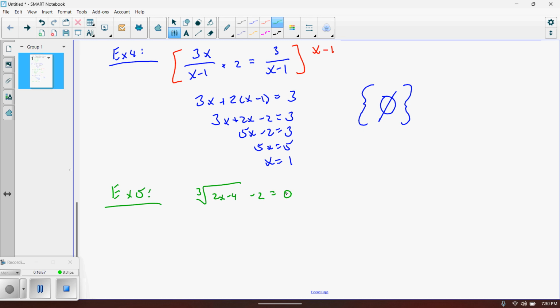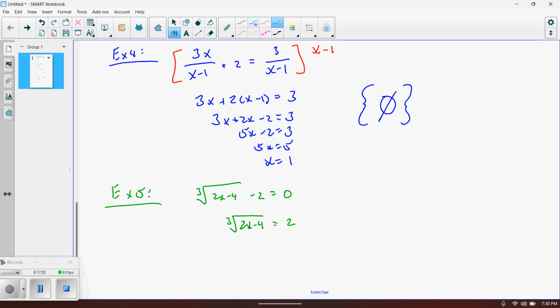The basic concept is that you want to isolate, to the best of your ability, the root. So we want to get the root all by itself on one side of the equation. In order to do that, in this case, obviously we would add 2 to both sides. And we would be left with the cube root of 2x minus 4 equals 2. And now the root is isolated on the left-hand side.